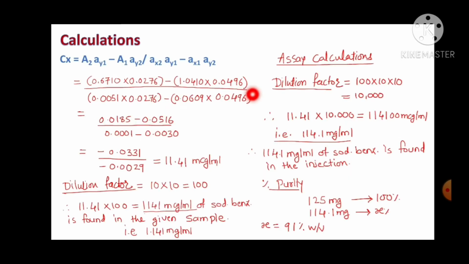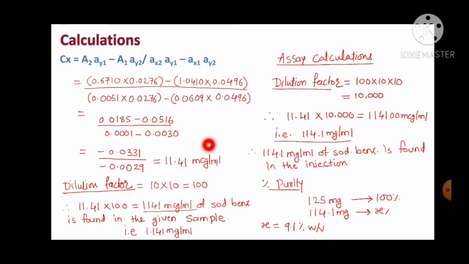So for calculating drug X, these are the values which I have substituted here. You can see A2 is the absorbance we got at lambda 2, which is 0.6710. Then AY1, that is absorptivity at lambda 1 for drug Y. These things we can substitute, which is quite easy, and then we can keep on solving this with the calculator. After solving I am getting the value 11.41 microgram per ml.